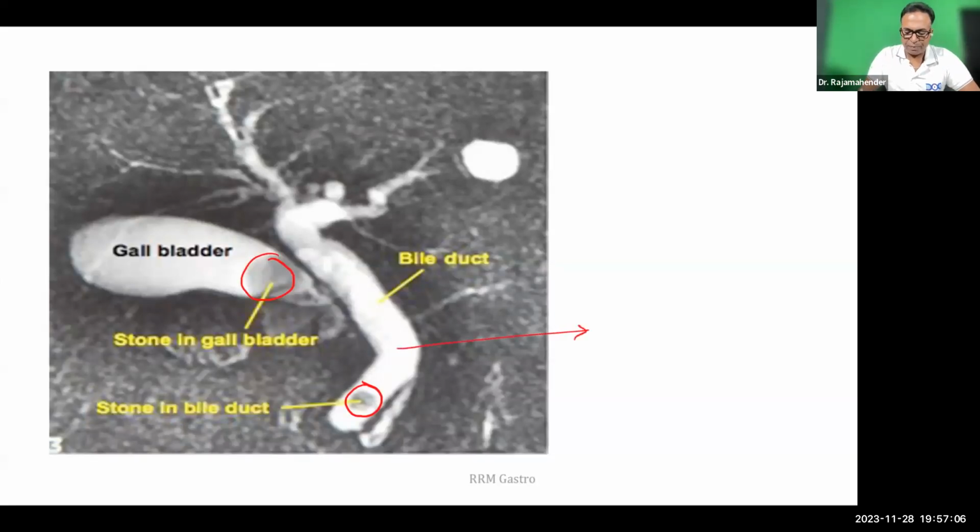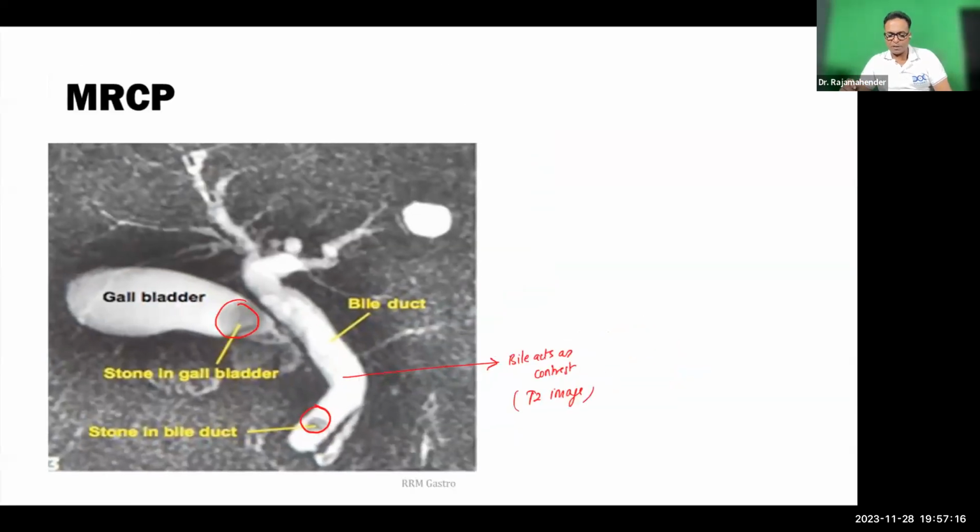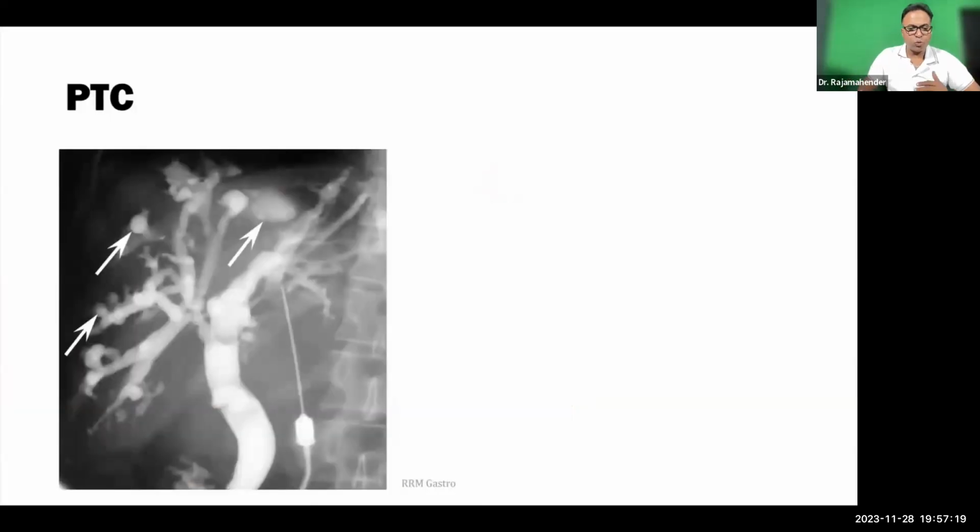This white color is nothing but bile. Bile acts as contrast. In a T2 weighted image, it's the bile which is acting as a contrast. Please don't forget this image. Okay, MRCP image. So this is one investigation. Though it is an investigation, it is now not done as an investigation.